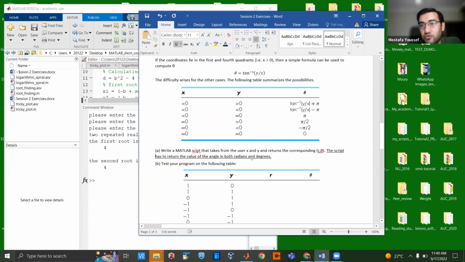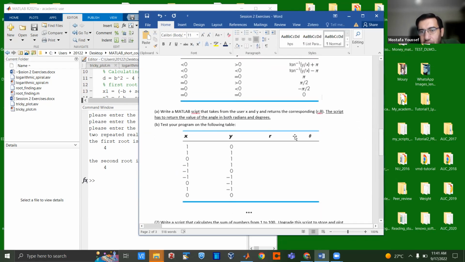And that's something you need to search online. How do you convert from radians to degrees in MATLAB? Or you can develop it yourself if you remember the mathematical relationship between the two. You don't need a built-in function in MATLAB. And you are asked to test your program in the following couple of cases just to make sure that your code is working well. All right, so I'm going to stop the share. I'm going to stop the recording.